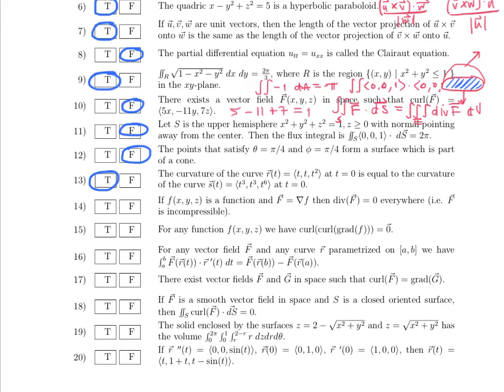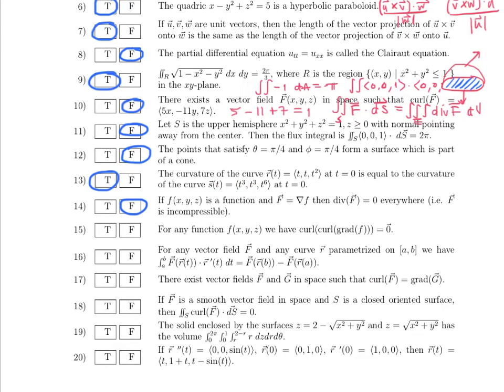Number 14. If f of xyz is a function and some vector field is the gradient vector field of f, then the divergence of that gradient vector field is equal to 0 everywhere. Is it true that the divergence of a gradient vector field is equal to 0 everywhere? Well, you can pick an actual function to try this out, and the answer is no. This is not necessarily true. What you actually get is the Laplacian. You get fxx plus fyy plus fzz. It is not necessarily equal to 0. So number 14 is false.